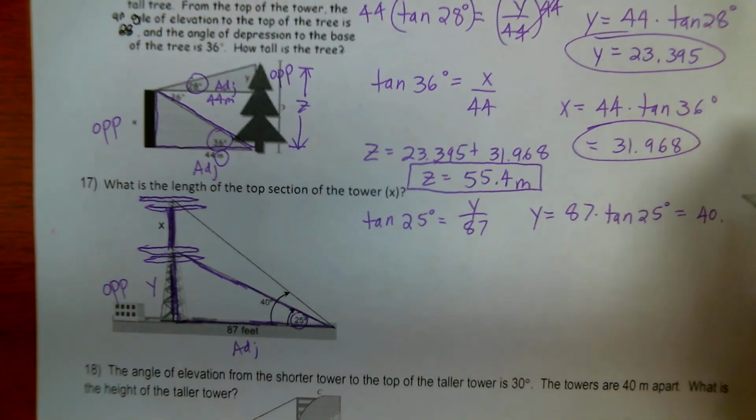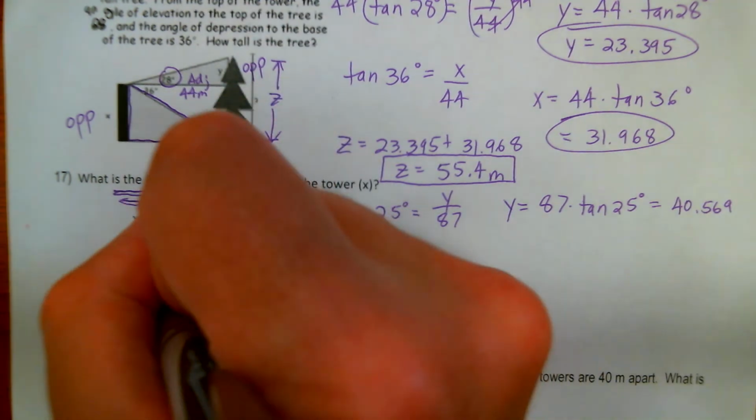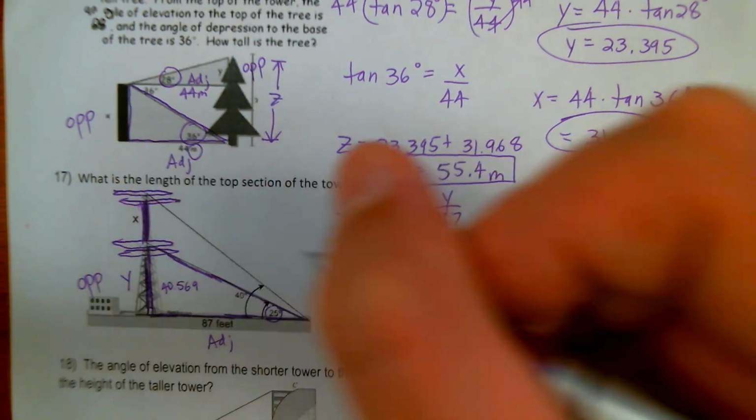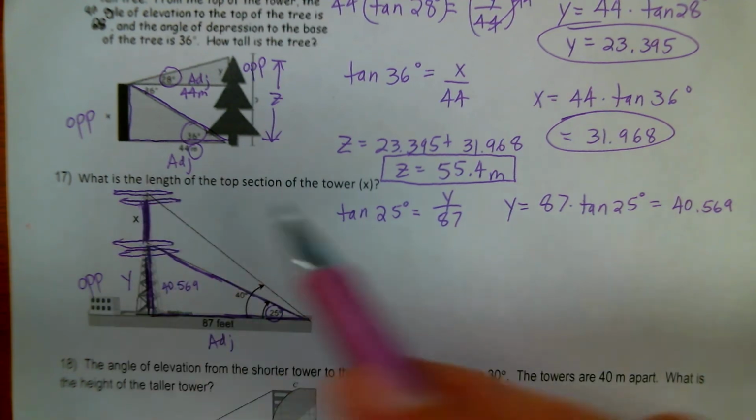40. Again, I'm going to round this to a few decimal places. I don't want to round too early. Okay, so this piece is 40.569. Okay, all right, I got the bottom piece, but now I need the whole piece.